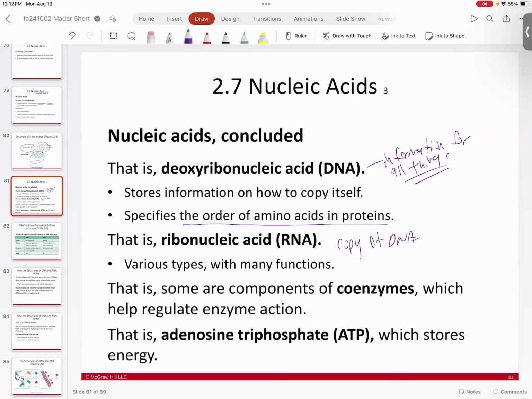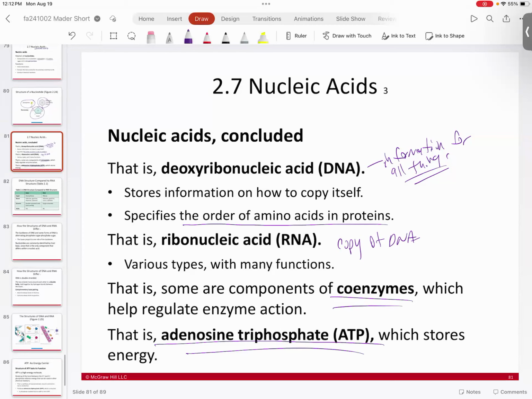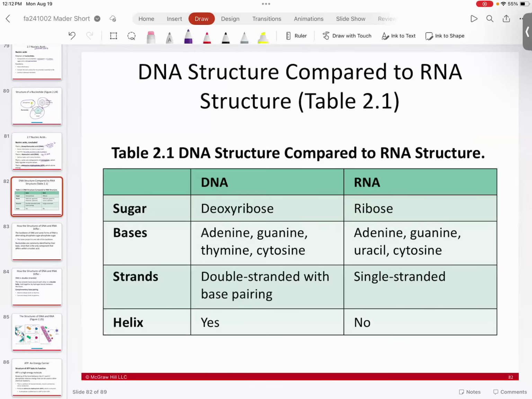in all cases. There are some different types of nucleic acids, some coenzymes are nucleic acids. ATP, which we'll talk about more a little bit down the road, is a type of nucleic acid as well. It's associated with energy and energy storage. It's like your rechargeable cell phone battery.